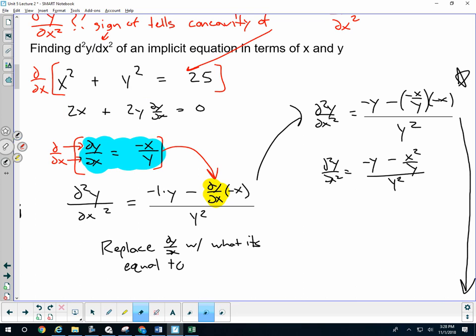So far, so good, right? Okay. I'm going to combine my two terms in the numerator. I'll put this y over 1. I'm going to multiply by y over y. And I get negative y squared over y minus x squared over y, but it's a common denominator, so it's negative y squared minus x squared over y.